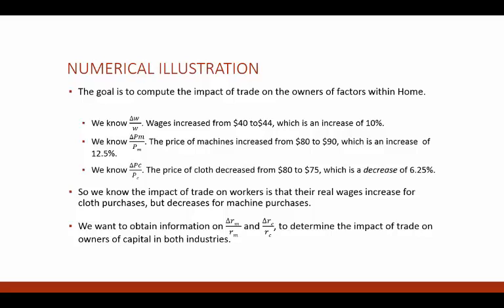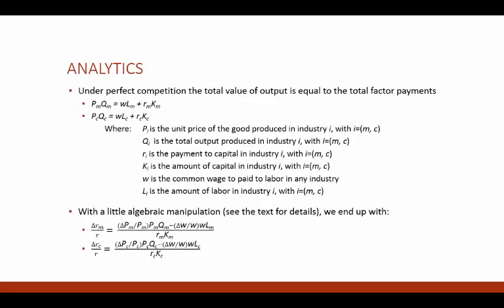We now walk through a tedious algebraic process to determine the impact of trade on the owners of capital specific to each industry. Under perfect competition, the total value of output is equal to the total factor payments, in this case the payment made to workers as well as to specific capital employed. That's what the first two equations are saying. PMQM is equal to the product of W and LM plus the product of RM and KM in the machine industry, and PCQC is equal to the product of W and LC plus the product of RC and KC in the cloth industry.